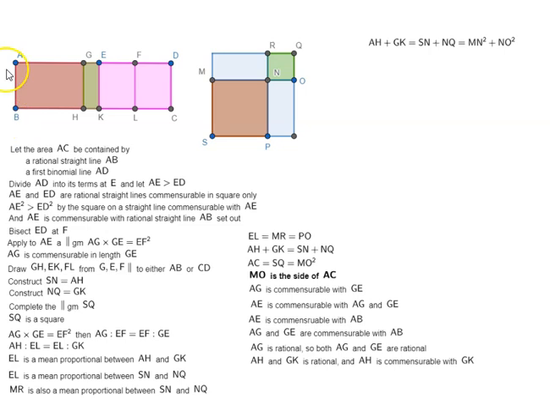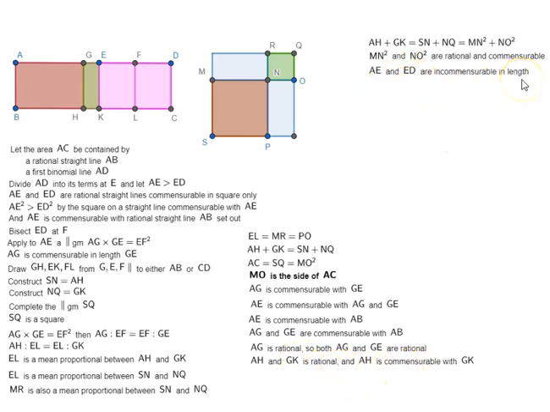Now AH plus GK is equal to SN plus NQ. Now SN is the square on MN and NQ is the square on NO. So we can say MN square plus NO square. Now MN square and NO square are rational and commensurable. Why? Because AH and GK are rational and commensurable.